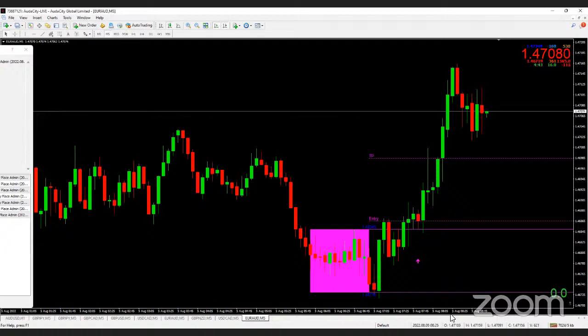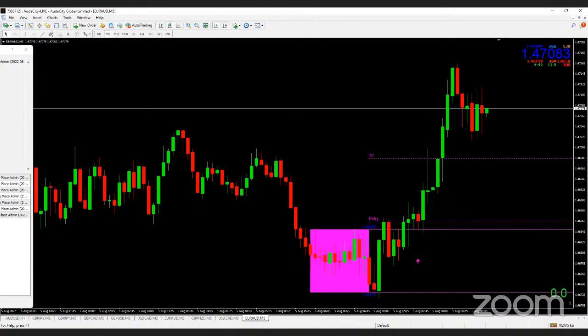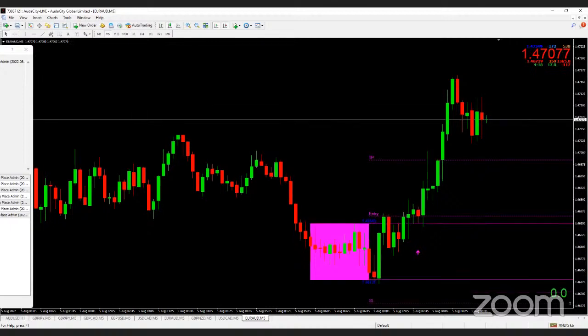Okay, so today we are basically going to be looking at the wealthy place indicator, and we are focusing on the entries. We're focusing on the different pairs, the entries, stop losses, take profits and all that.